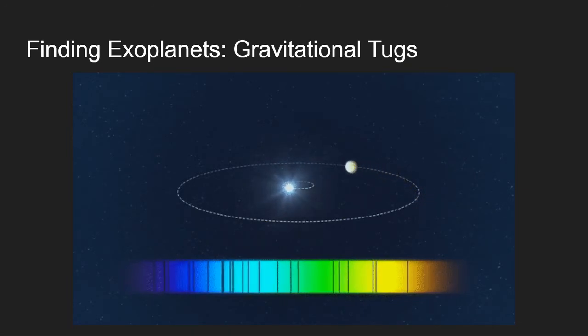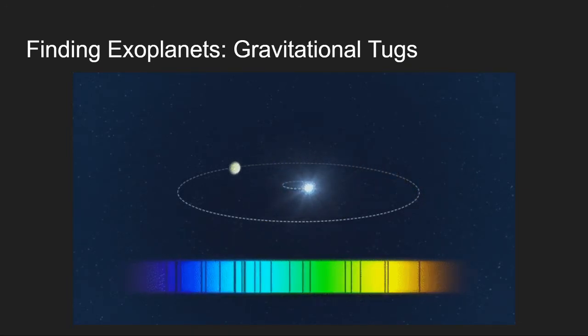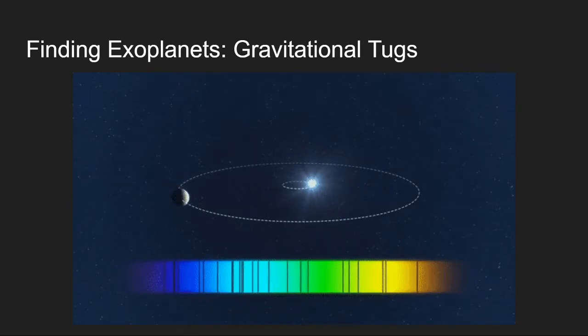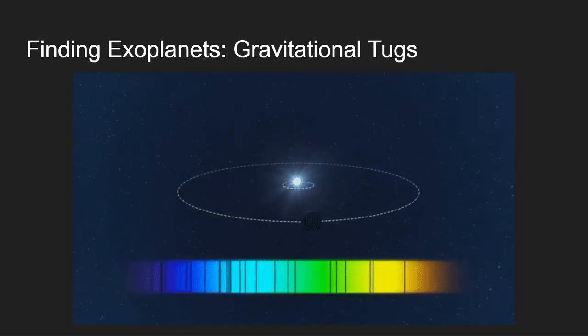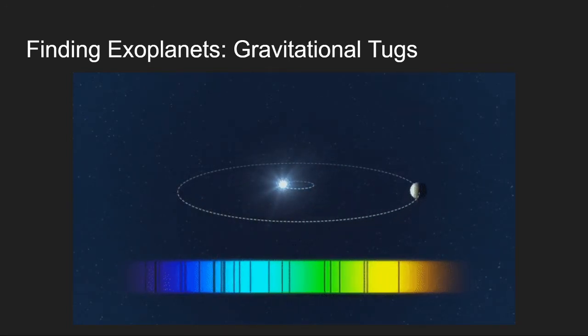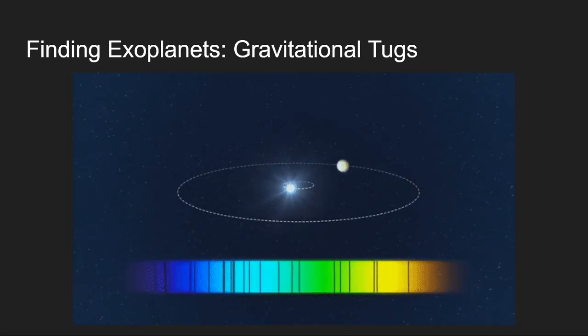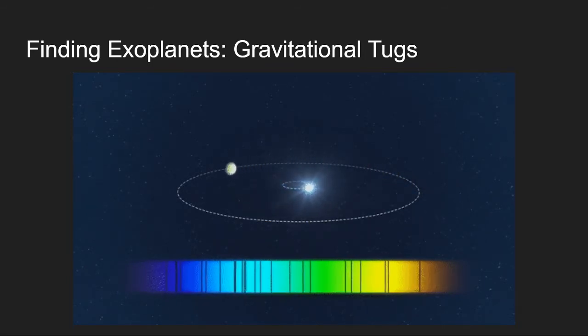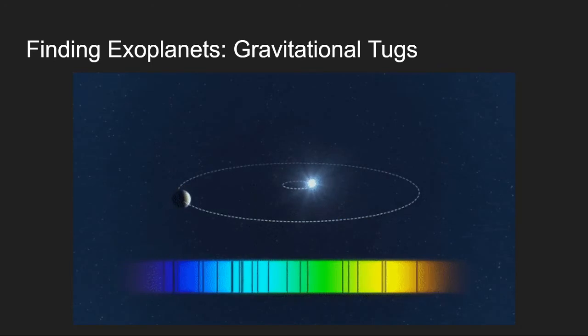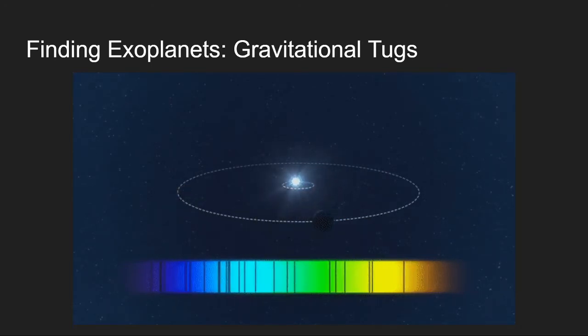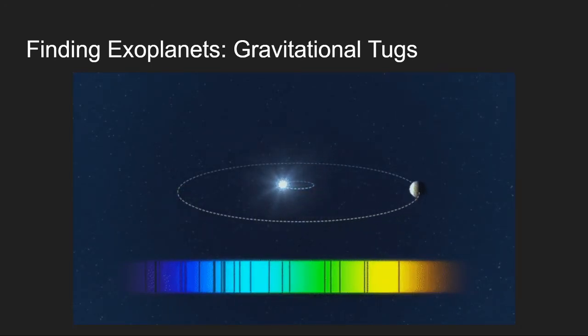But this is one way that we can search for planets, is we, from the light coming from the star, we look for evidence that it's kind of wobbling, that it's orbiting around something, and that can tell us that there is a planet orbiting around the star and give us information on the planet.